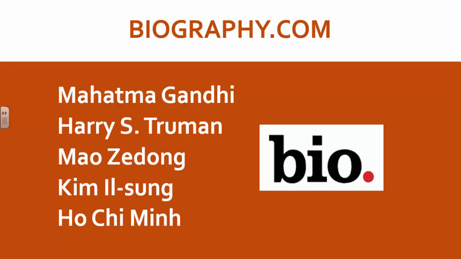Some biographies that may be helpful to incorporate are listed here. Some of these people include Mohandas Gandhi and Mao Zedong, who are specifically listed in the standards, while others, like Harry Truman, the president who ordered the dropping of the atomic bombs, can be included to enhance student understanding.